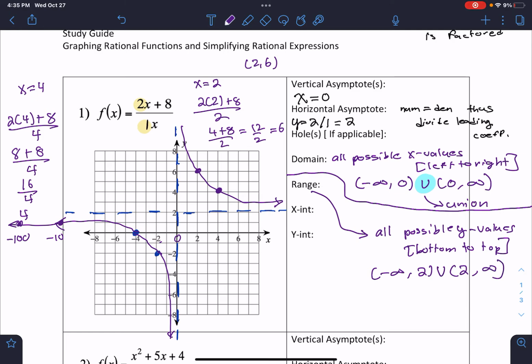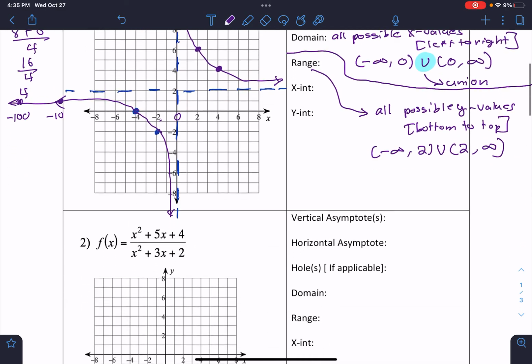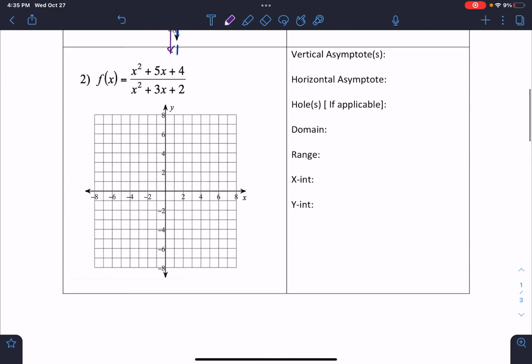To summarize that in a more concise way, our vertical asymptote, we need to exclude that from our domain. Our horizontal asymptote, we need to exclude that from our range, which explains the 0 and the 2. So let's do another one and see how we feel about that. When I do this next one, the first thing I need to do is factor.